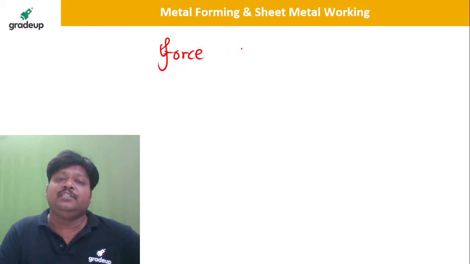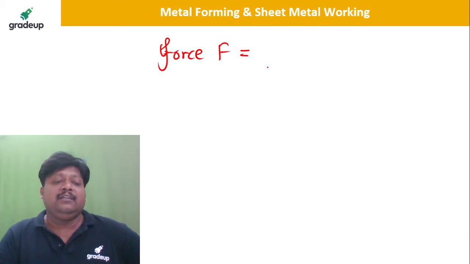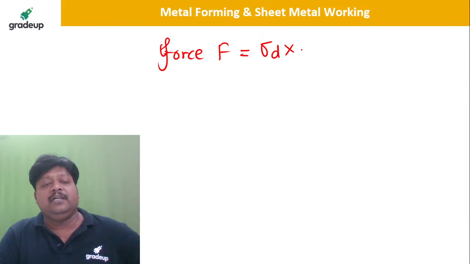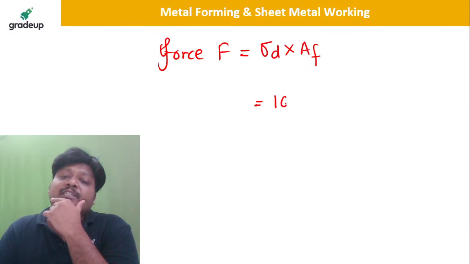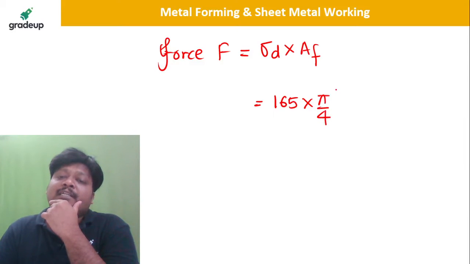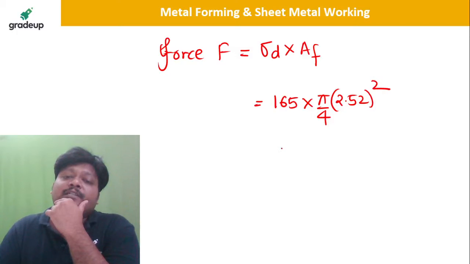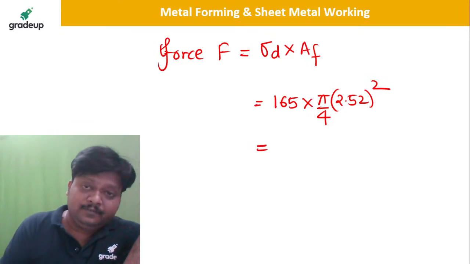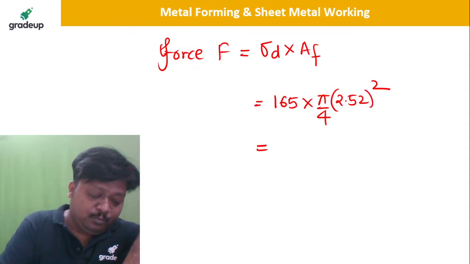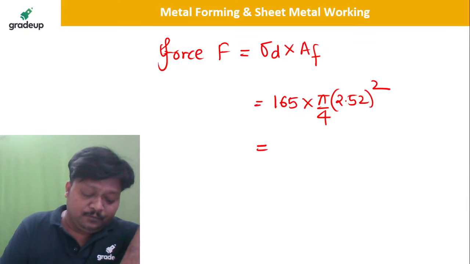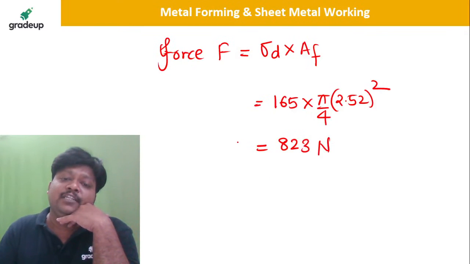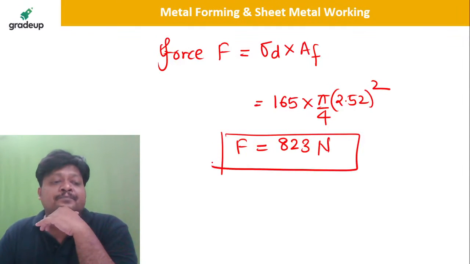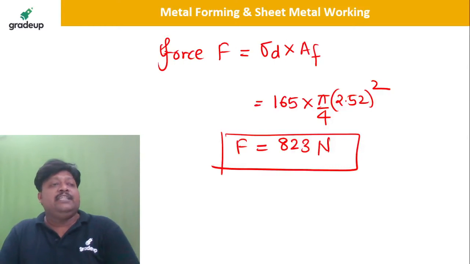The force in the drawing operation, force F, or load, will be sigma D into A final. 165 is the rounded value. So sigma D is 165 into pi by 4 into the final diameter 2.52 whole square. 2.52 square into 0.25 pi into 165 gives 823 Newton. That is the force. Very nice.